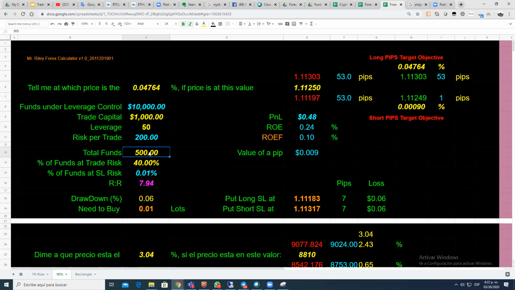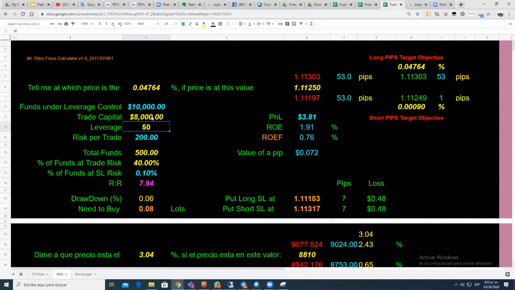Okay, I have 500. This is 48 cents on the dollar. So what happens if I say my trade capital is going to be 2,000? Now I have 95 cents. Let's make it 8,000. Now we are trying to see a little bit of money.